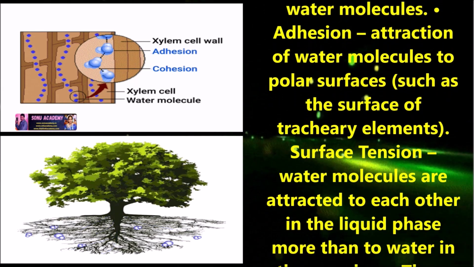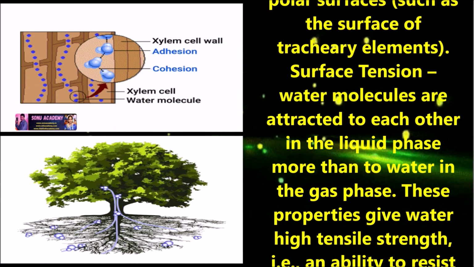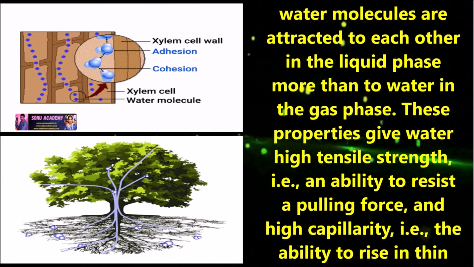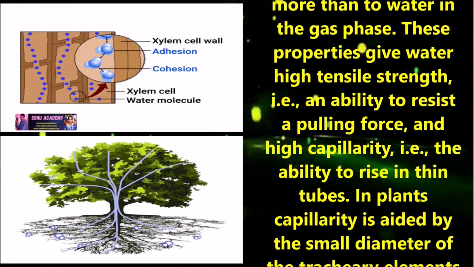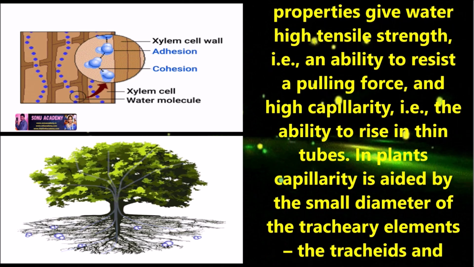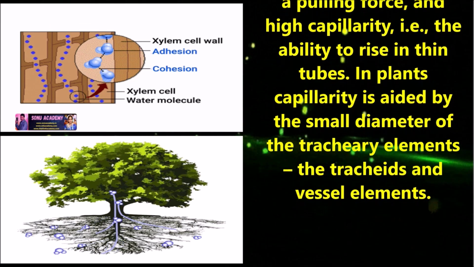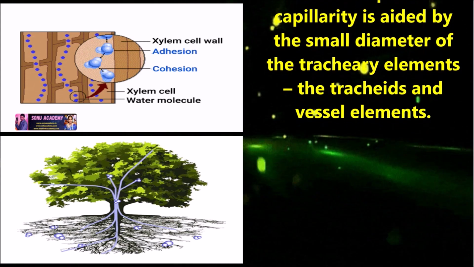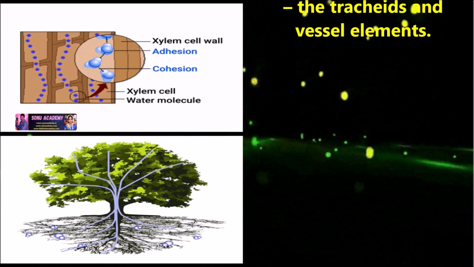Surface tension: water molecules are attracted to each other in the liquid phase more than to water in the gas phase. These properties give water high tensile strength, that is, an ability to resist a pulling force, and high capillarity, that is, the ability to rise in thin tubes. In plants, capillarity is aided by the small diameter of the tracheary elements, the tracheids and vessel elements.